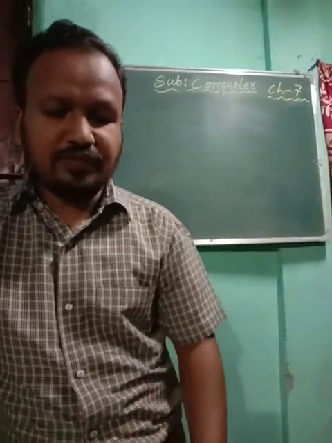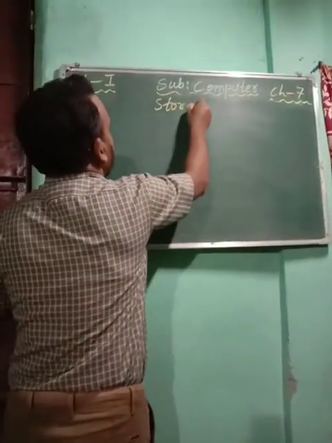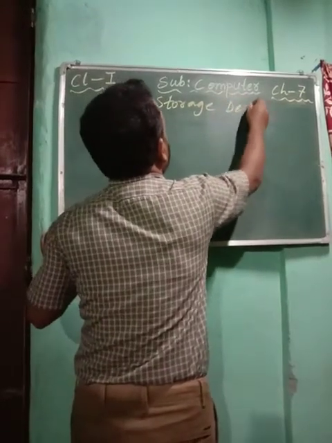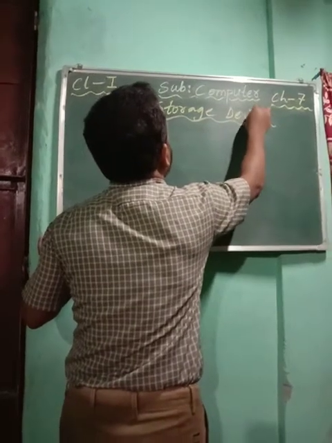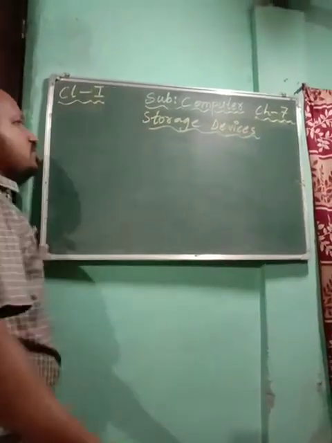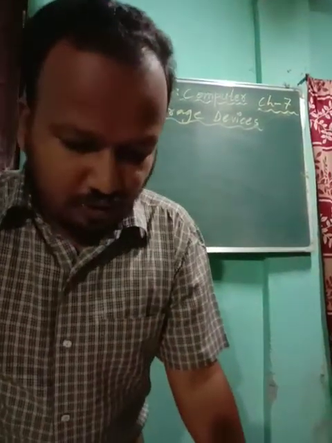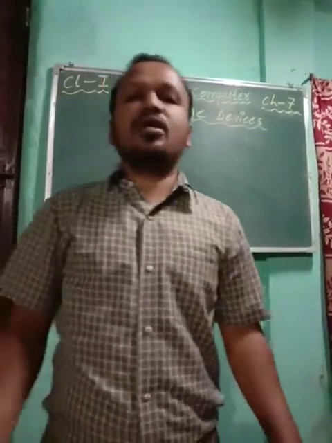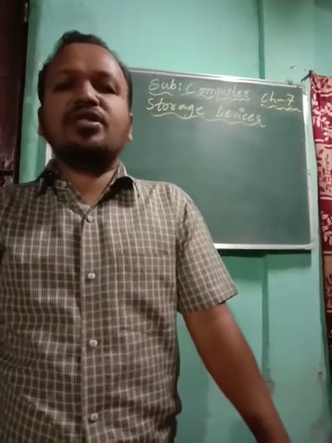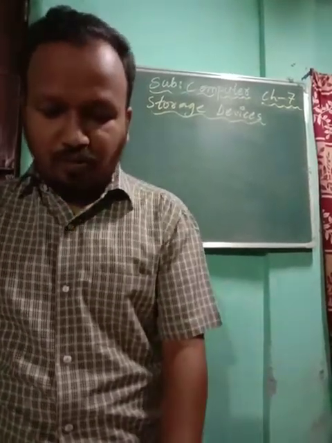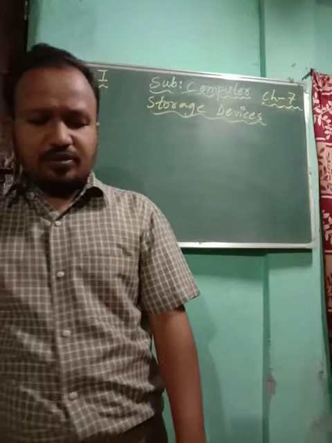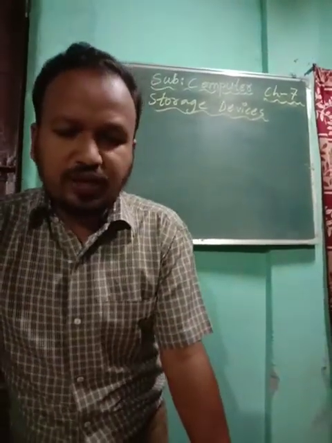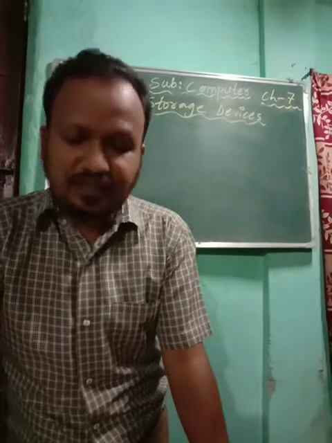In the last class, I started your chapter 7, that is storage device. I have taught you that in a computer also there are lots of spaces where we can store lots of data, in the form of words, pictures and videos. They are called data. Today we are going to do storage devices. There are different storage devices.